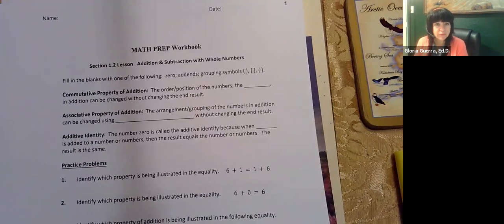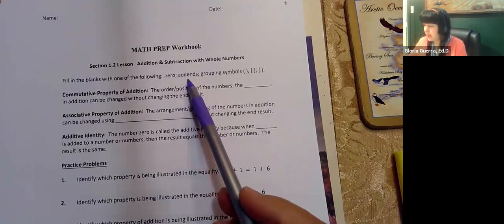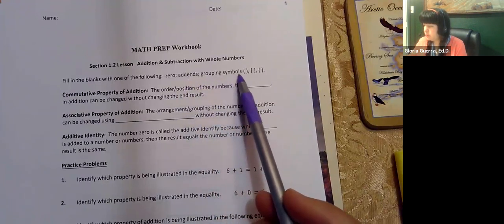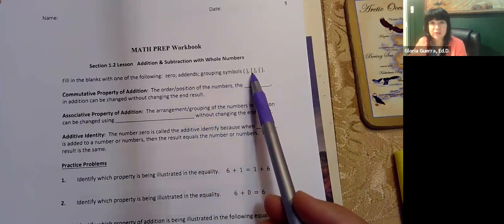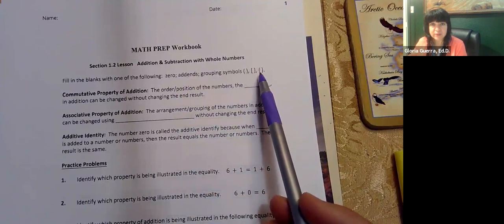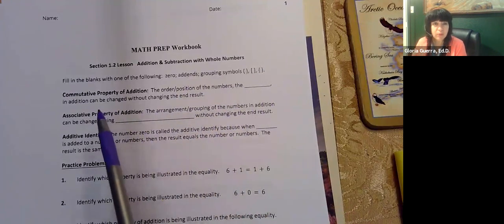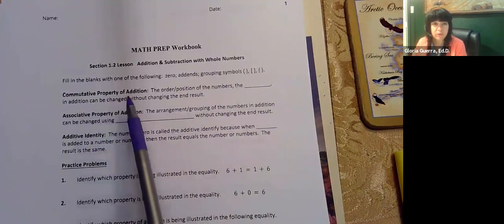First of all, we'll fill out some vocabulary. They want us to fill in the blanks with one of the following word choices: zero, addends, grouping symbols. Grouping symbols are the parentheses, the brackets, and the braces. The first vocabulary word we see is commutative property of addition.